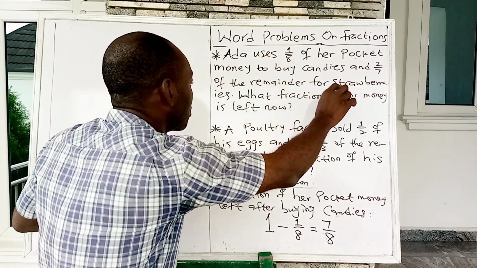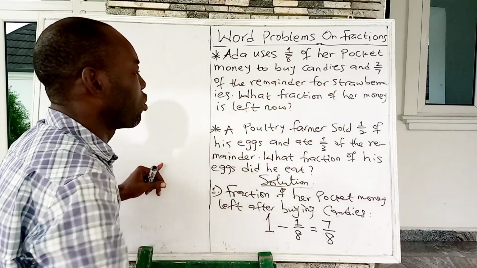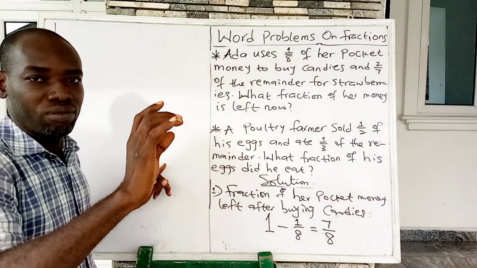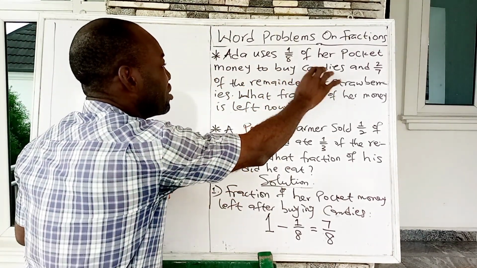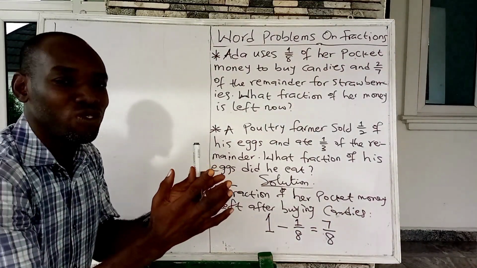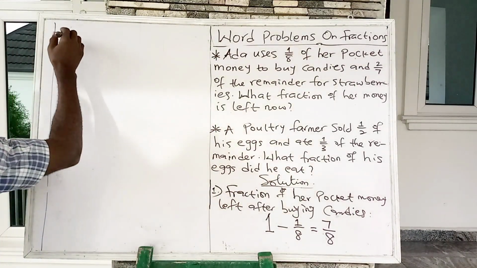Then the second part of the question says, and Ada also used 2/7 of the remainder for strawberries. Now, what's the fraction that was used for strawberries? That fraction is not given in the question, unlike the fraction for candies, which is given clearly there. So we need to find the fraction that was used for strawberries by ourselves. By doing this.